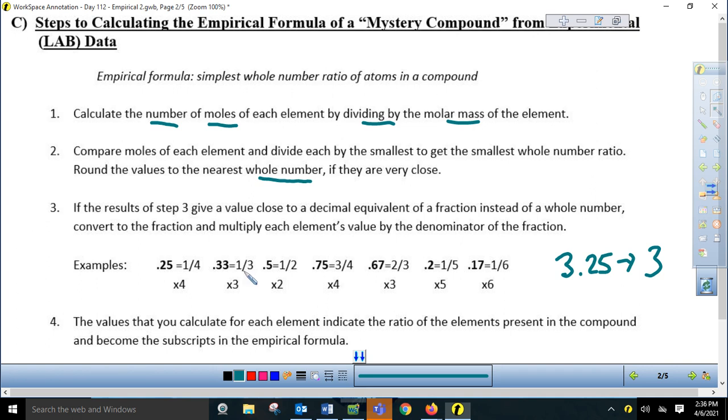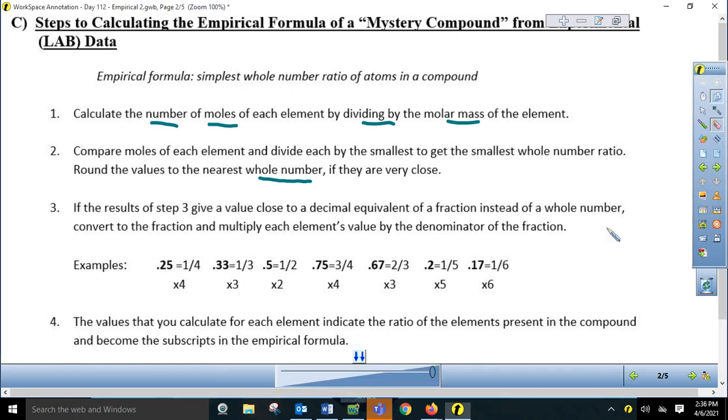If you had like 3 1/3, you could multiply everything by 3. That would give you 10, a whole number. If you had like 3.5, you could multiply by 2. That would give you 7, a whole number. So these are the common fractions: a half, a third, a quarter, a fifth, a sixth. These are the common fractions to be on the lookout for. And the values that you calculate for each element indicate the ratio of elements present in the compound, and this becomes your subscripts in the empirical formula.